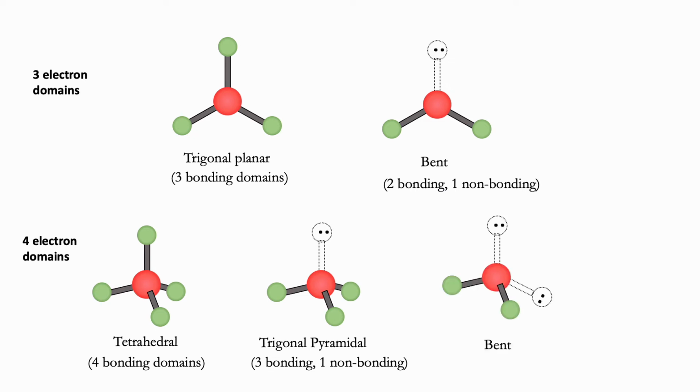And if you have two non-bonding and two bonding domains, you're going to end up with another bent configuration. The difference between the trigonal planar bent and the tetrahedral bent is that the trigonal planar bent has a 120-degree bond angle roughly, and the tetrahedral bent is going to have something that's more like 109.5. And I say approximately because these things do vary, and we'll talk about that more in class.